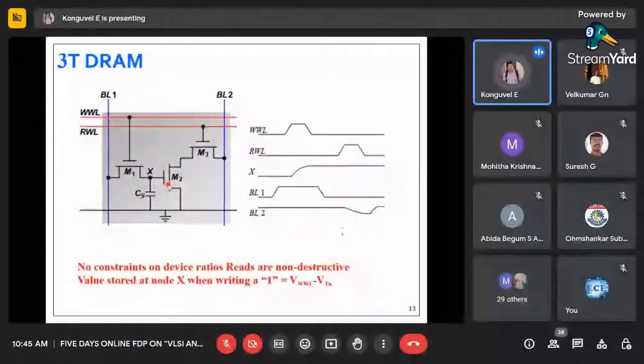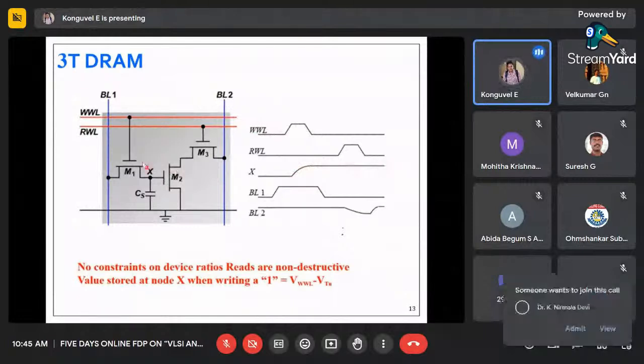Now you go for the read line. So that is how, now you see the WWL and X. I am enabling bit line 1, putting it at 1, and I am enabling WWL 1. So when I make this 1, what will happen to X? X will be maintained at 1. You can see X will be maintained at 1.